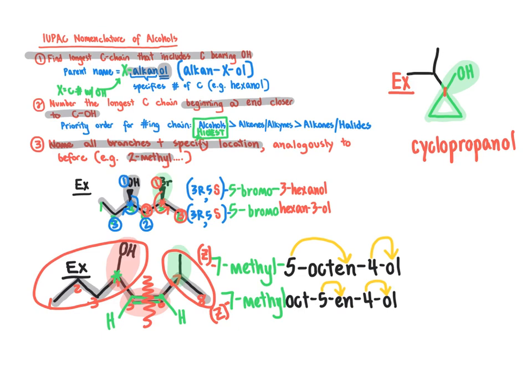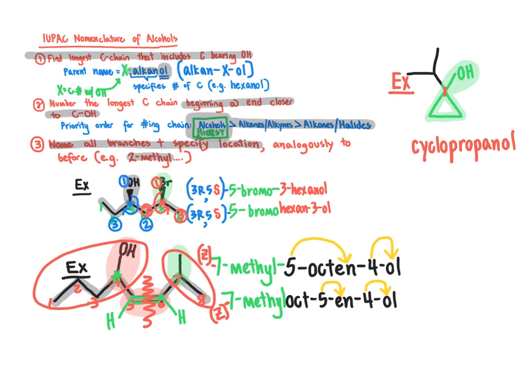The ring is always going to start the numbering at carbon number 1 when we have either just an alcohol group or a mixture of alcohols, alkenes, alkynes, alkanes, and halides, because alcohols take the highest priority in determining how we number our chain and also in determining how we number the ring. So the alcohol group will automatically be at carbon number 1 of the ring.